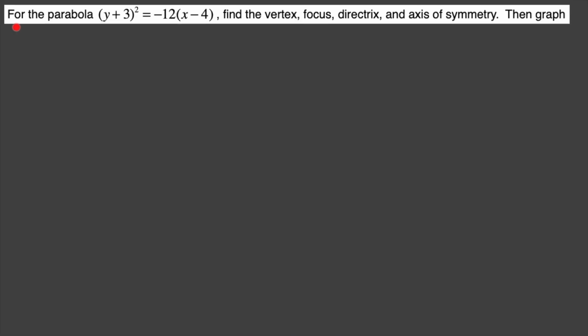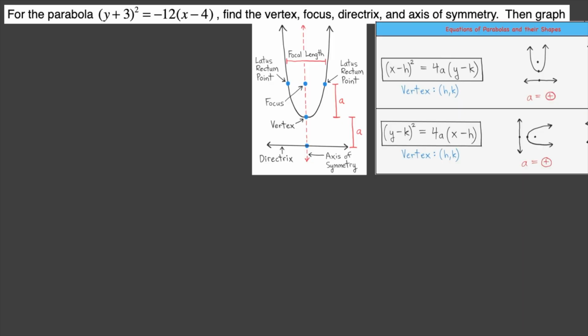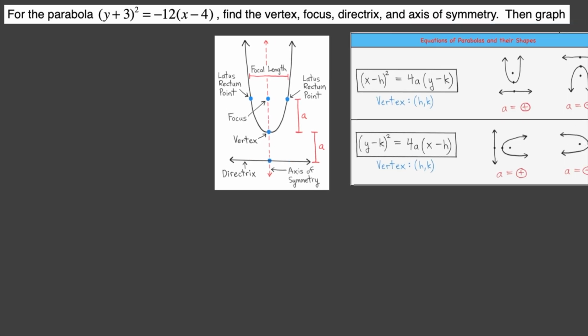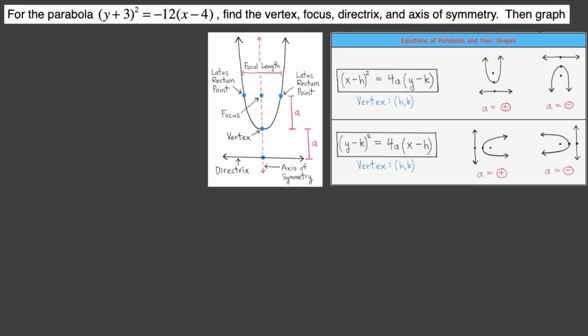This question says, for the parabola y plus 3 squared equals negative 12 times x minus 4, find the vertex, focus, directrix, and axis of symmetry, then graph. So in this case, we have the y's being squared. So let's take a look at a little diagram that will help us figure out which direction this parabola is going to open.